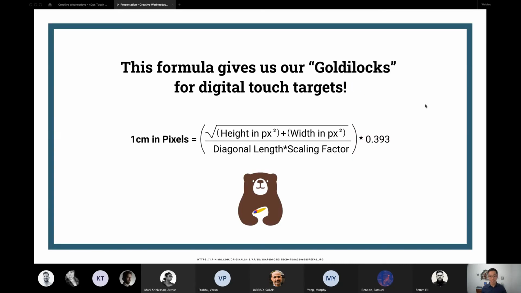Whew. Okay, so this gives us our Goldilocks equation for determining digital touch targets. This is how we determine how many pixels are in 1 centimeter. This is the ultimate goal. Instead of just going for 44 pixels or 48 pixels by a particular design system telling us to do that, we are calculating it for ourselves for a specific device and for a specific user.